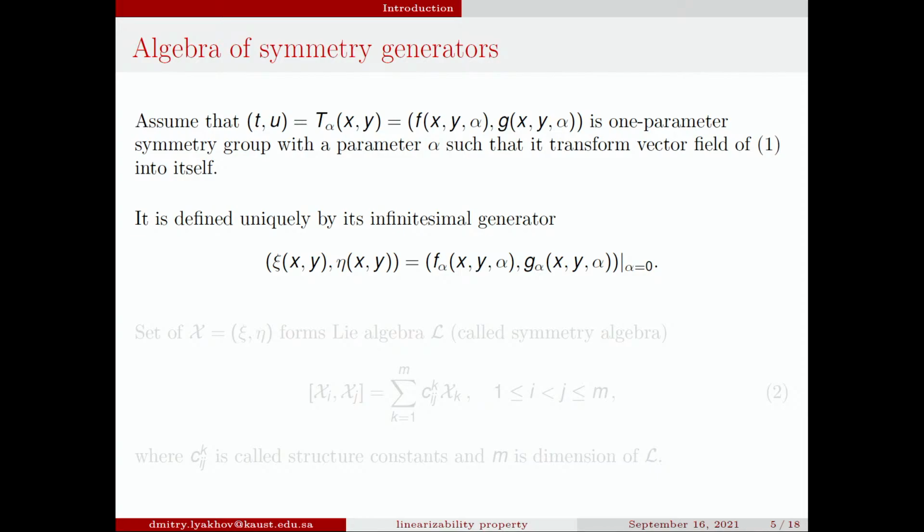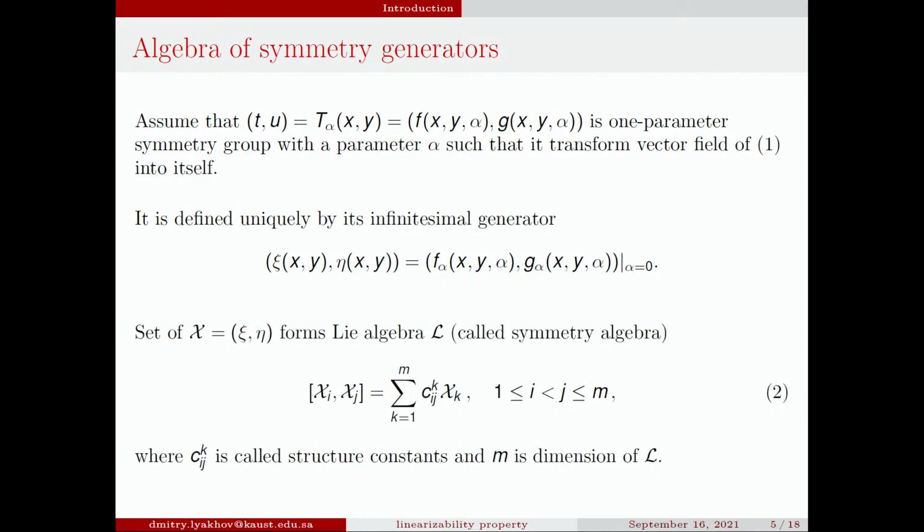The set of these coordinates, xi and eta, forms a Lie algebra, which is called the symmetry algebra. If you take brackets, we have some constants, which form a cubic matrix, and these constants are called structure constants. This is some basic property of Lie algebras.